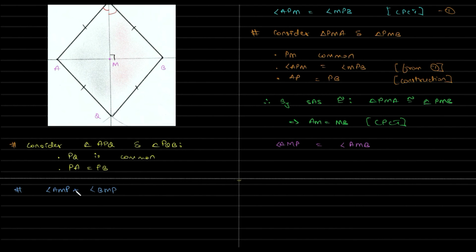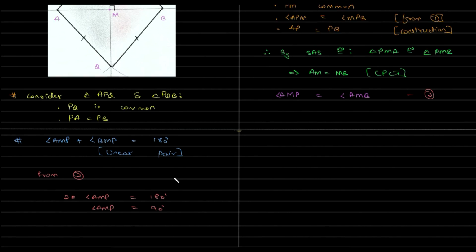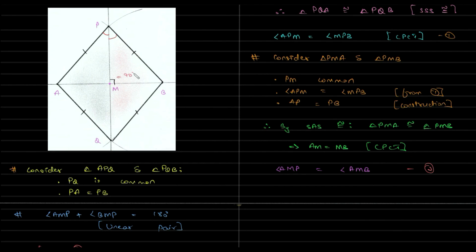BMP, the sum of both of them is equal to 180 degrees. So why is it so? Because they are a linear pair. And from equation 2, which is over here, these two are equal, so we have 2 times angle AMP is equal to 180, so this is equal to 90, and that's your justification that this is equal to 90 and it's a perpendicular bisector.